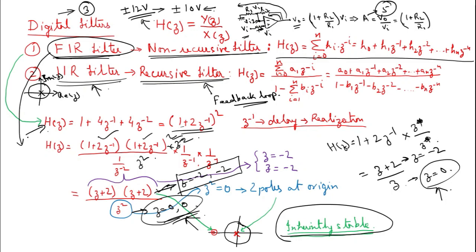In IIR filters, you have the flexibility to put the poles at any location in the Z plane. Since you have the flexibility, there are chances that while designing the filter, you may make some mistake, and due to that, the poles may be placed either onto the unit circle or outside the unit circle, and in those two cases, the filters become either marginally stable or unstable in nature. Okay, but this is not the case with the FIR filters. FIR filters are inherently stable in nature because they always have the poles at the origin.